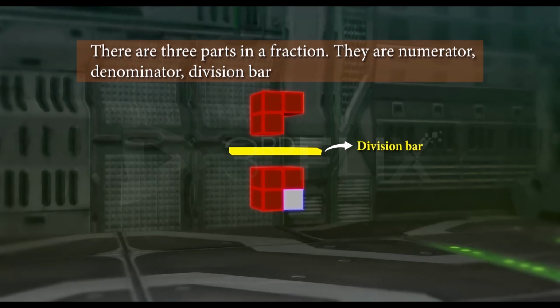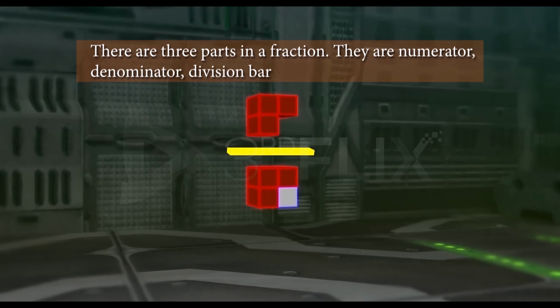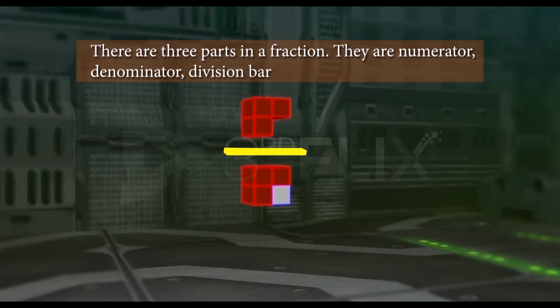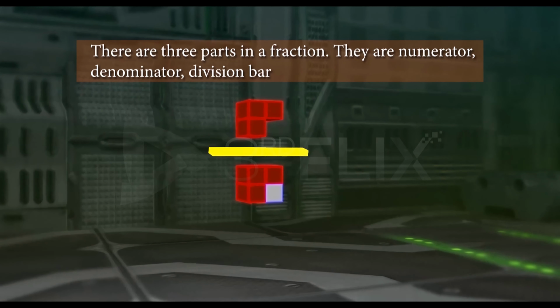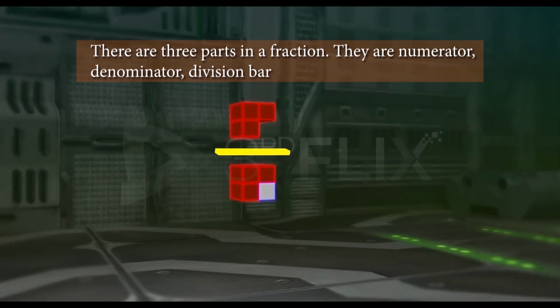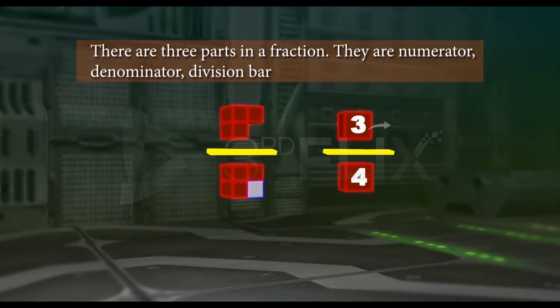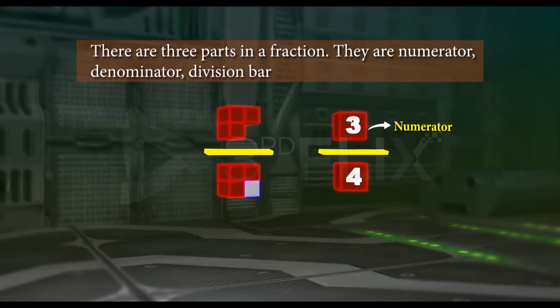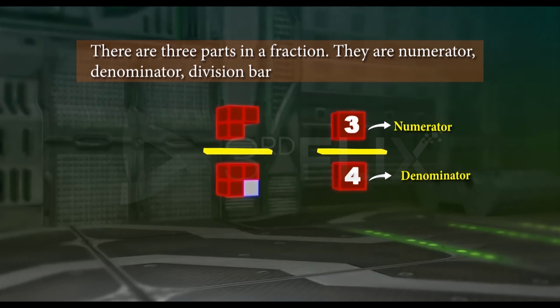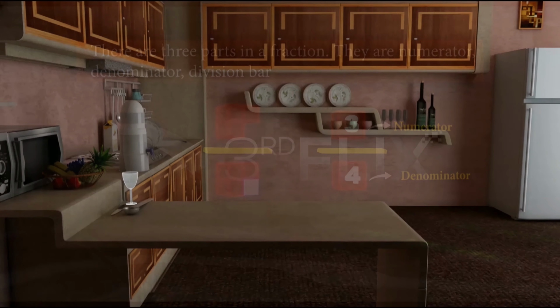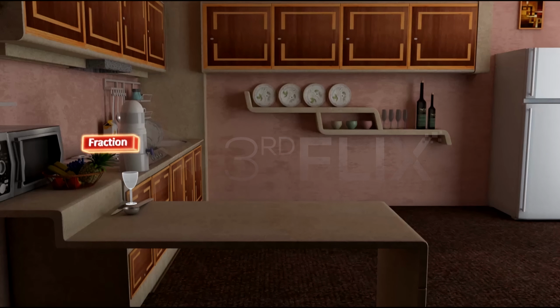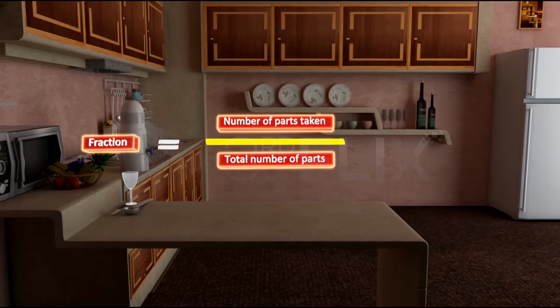We read it as by. While reading a fraction, we first read the numerator, then read by and denominator. Read as 3 by 4. Here, 3 is the numerator and 4 is the denominator. Fraction equals number of parts taken divided by total number of parts. That equals numerator divided by denominator.